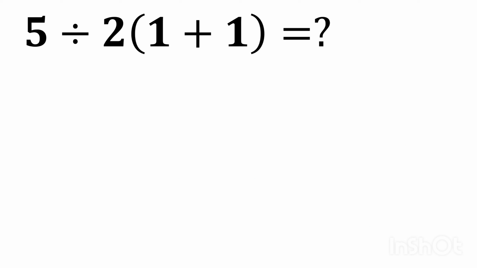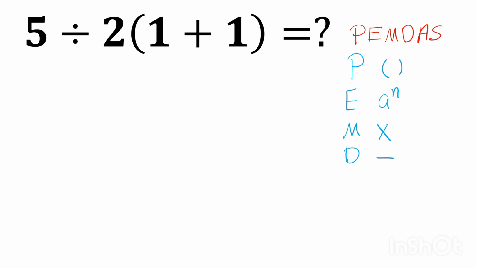The rule that comes to our aid here is the PEMDAS rule. PEMDAS is a simple way to remember the order of mathematical operations. The letter P stands for parentheses. The letter E stands for exponents. The letters M and D stand for multiplication and division. And finally, A and S stand for addition and subtraction. So in short: parentheses, exponents, multiplication and division, then addition and subtraction.